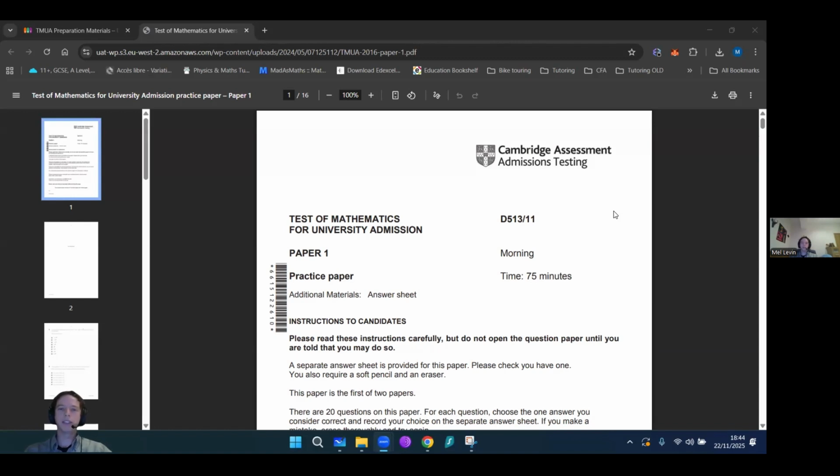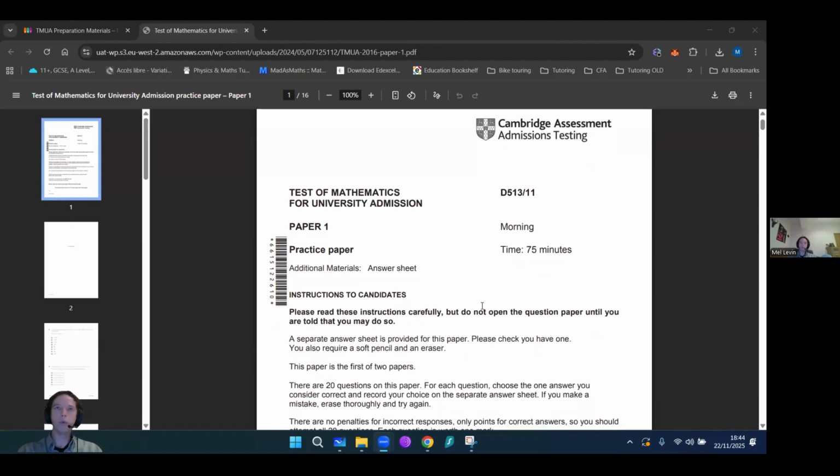Today, I'm solving and explaining 3 TMUA problems on camera with no preparation in hopefully less than 10 minutes. Can you beat me to the task? These are problems 1 to 3 from the 2016 paper 1.